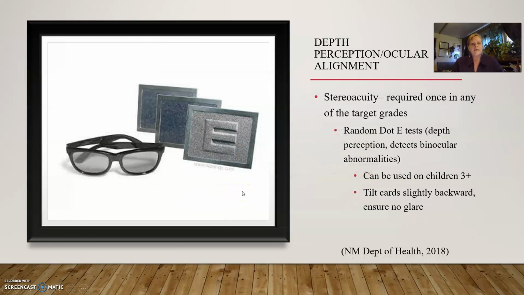One of the tests for ocular alignment and depth perception is the stereo acuity test, a random dot E. It uses polarized glasses to see if the student can identify the object in one of the slides or the plates. There's also butterflies or flies that can be identified depending on the test. It detects binocular abnormalities, can be used on children ages 3 plus, and we tilt the cards back slightly just to ensure that there's no glare.